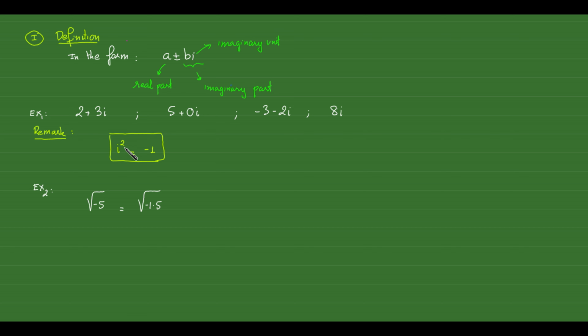And -1 is i squared, so I can write it as the square root of i squared times 5. We're going to use the property we learned last time: the square root of i squared times 5 will be the square root of i squared times the square root of 5. And with the formula we learned last time, when the index and the exponent are the same, the square root of i squared is just i. So the square root of 5 times i will be your final answer in this case.